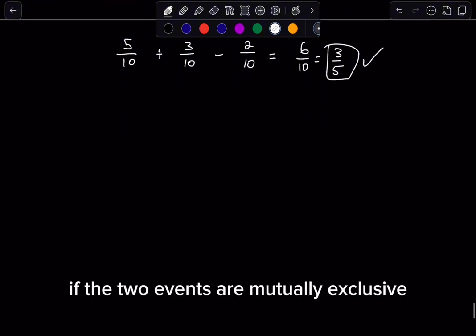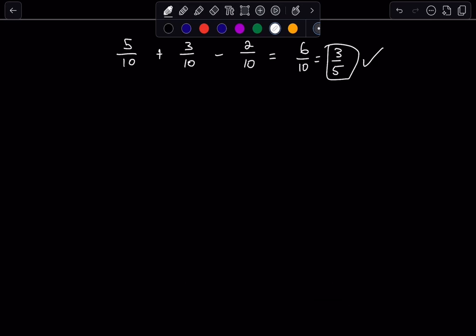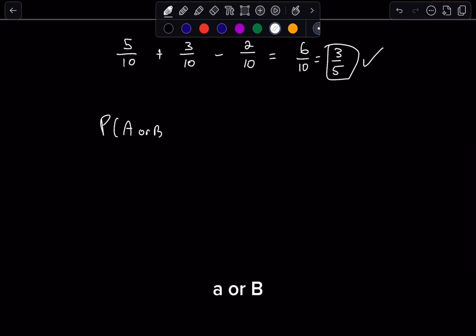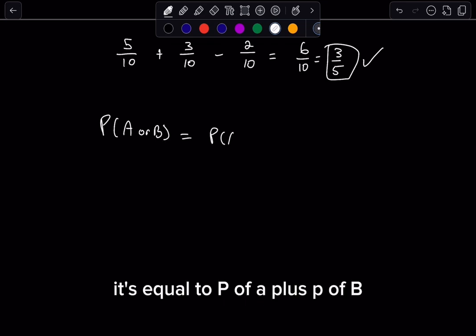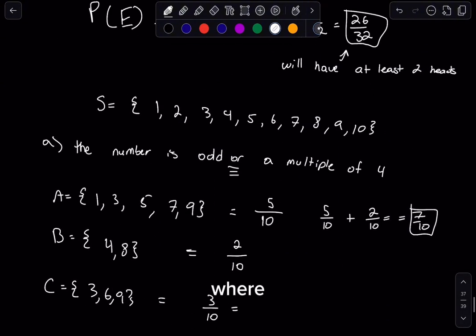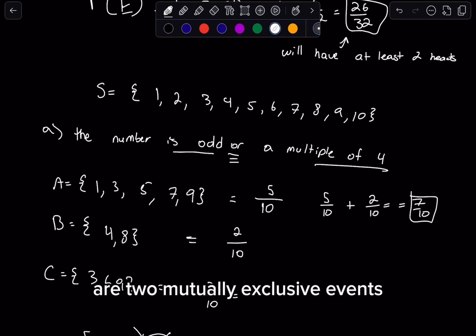If the two events are mutually exclusive, meaning that they are disjoint sets, then you could just simply do this. P of A or B is equal to P of A plus P of B. And we saw that with the first example, where being odd and being a multiple of 4 are two mutually exclusive events, so we could just add both of them.